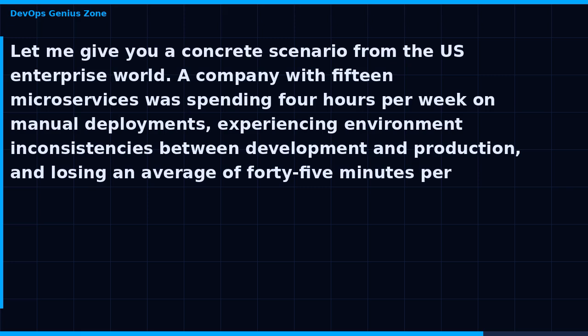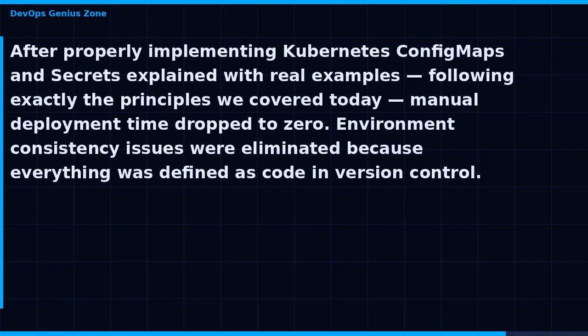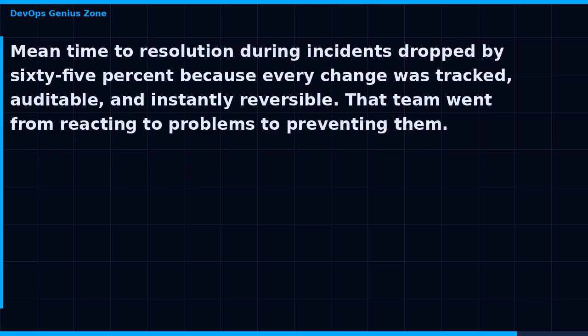After properly implementing Kubernetes ConfigMaps and Secrets explained with real examples, following exactly the principles we covered today, manual deployment time dropped to 0. Environment consistency issues were eliminated because everything was defined as code in version control. Mean time to resolution during incidents dropped by 65% because every change was tracked, auditable, and instantly reversible. That team went from reacting to problems to preventing them.